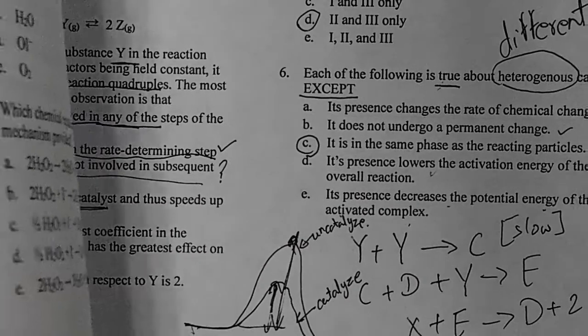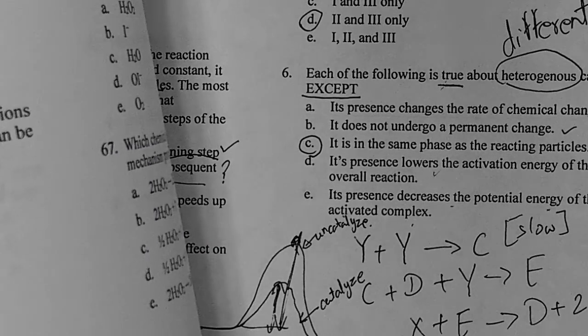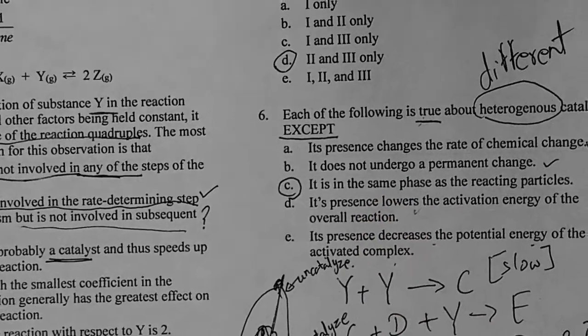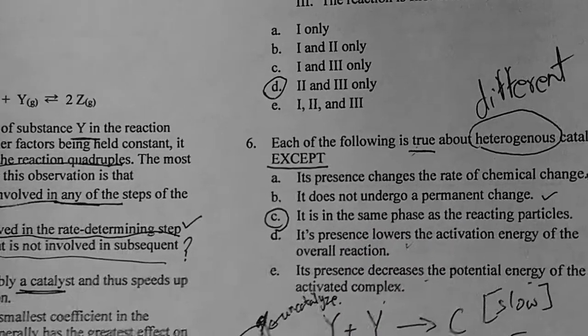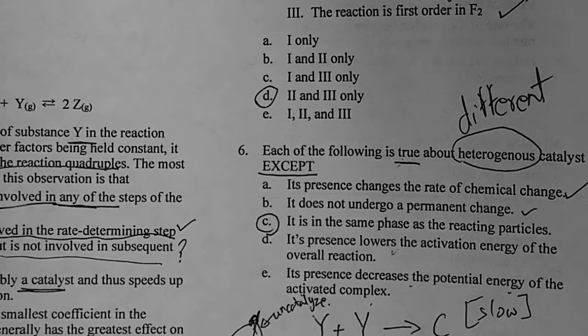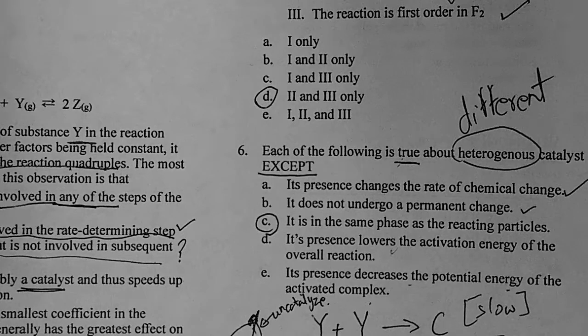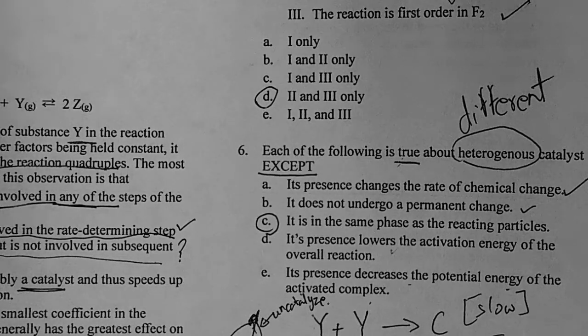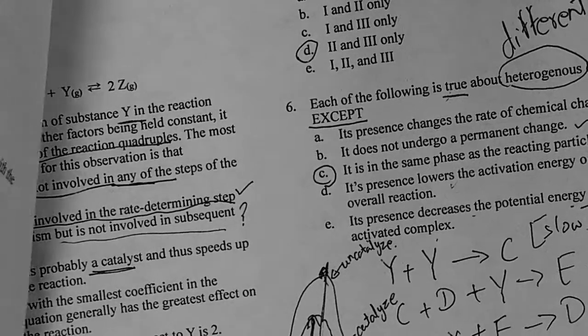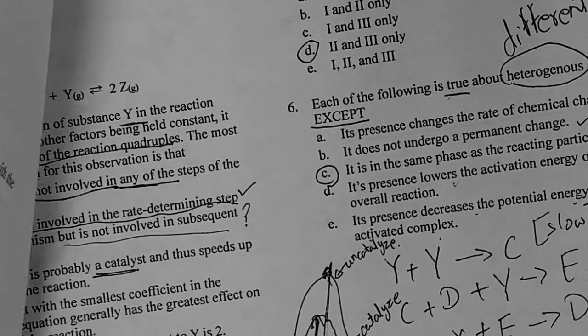Okay, let's look at 7. 7, where do we get? You have a question about this? What happened? For the 6, what happened? 6E? C. Yeah, 6 is C. Why? Because A, B, D, and E are the true statements. And only C is a false statement because heterogeneous means different. So that means the catalyst is in a different phase than the reacting particle, the reactant. Okay? So the reactant could be solid and the catalyst could be gas.